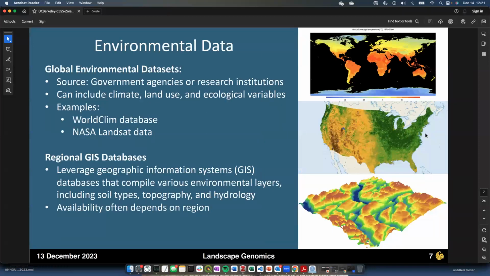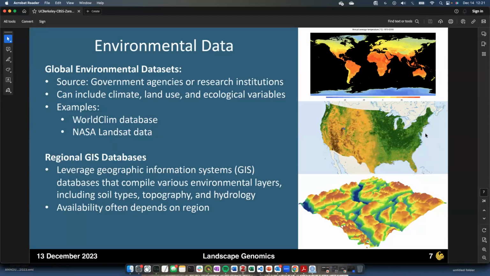So the third type of data is environmental data. Most of these are often from global environmental data sets. Does anyone here use things like WorldClim or NASA Landsat data for any of their stuff? Cool. Yeah, so these are two popular databases. WorldClim has a lot of bioclimatic variables, so things like precipitation, temperature, lowest winter temperature, highest summer temperature data, all down to, I think, a 1 kilometer square resolution, but up to other scale resolutions as well.